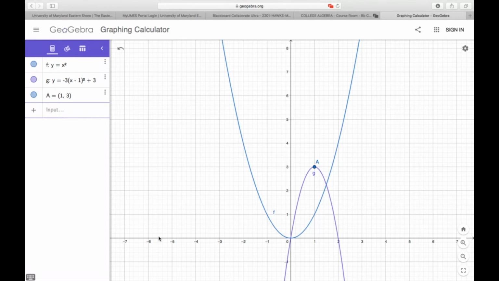So hopefully this gave you a little bit of a better understanding of the transformations of functions. It's a pretty straightforward topic, but it's always good to see it visually.